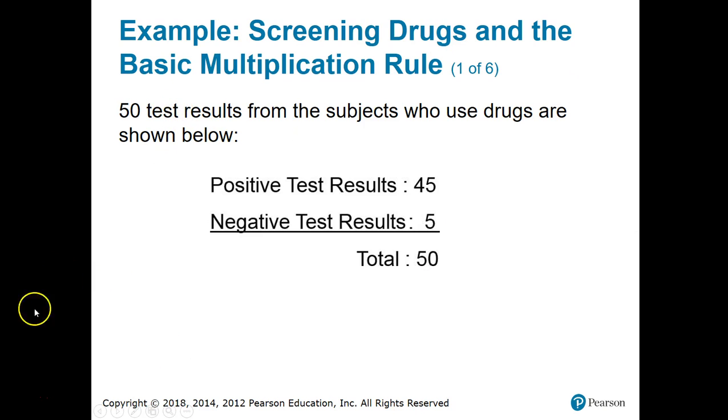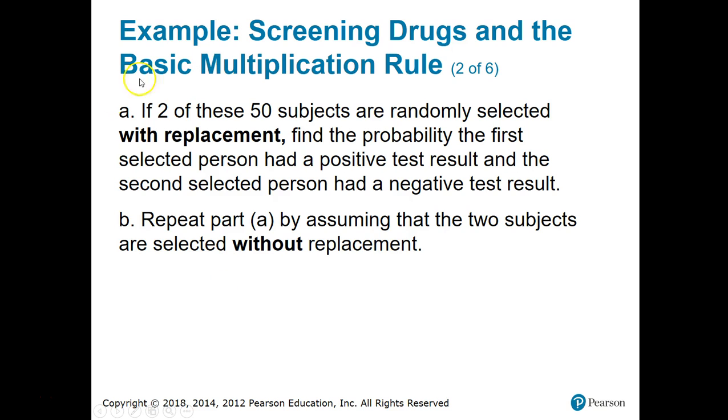All right. Example, drug screenings and basic multiplication rules. We're going to use the multiplication rule. We got 50 test results from subjects who use drugs and are shown below. 45 positive test results, 5 negative test results. The negatives are called false negatives. So you got false positives, you got false negatives. So a total of 50 drug users.